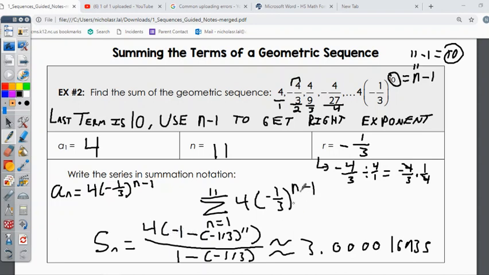So remember, this is using the formula Sn is equal to A1 times 1 minus r to the n over 1 minus r.